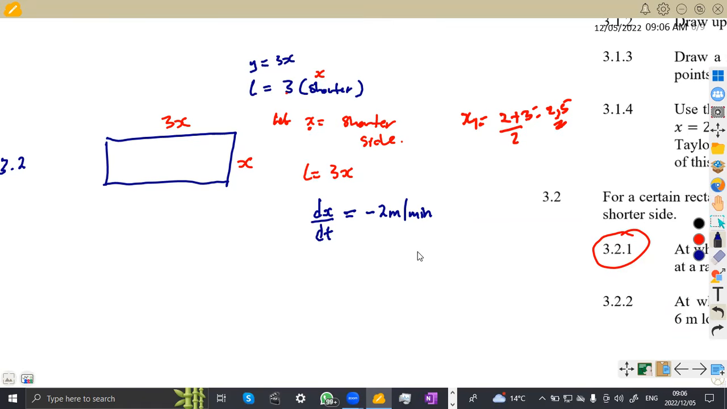All right. This is what you're going to have. The derivative of y with respect to x is just going to be 3. This is a constant. We've got 3 times x, so we're going to have our 3.